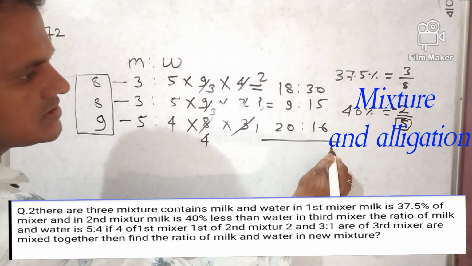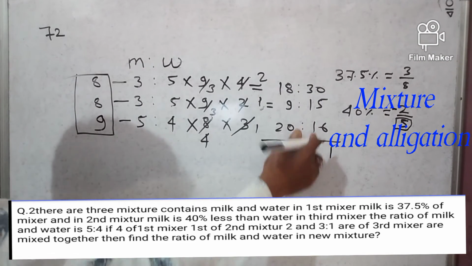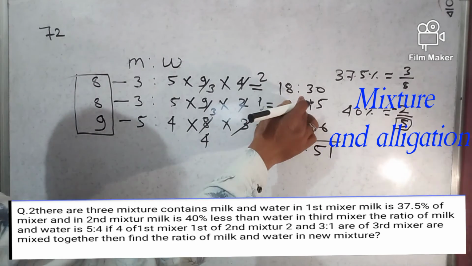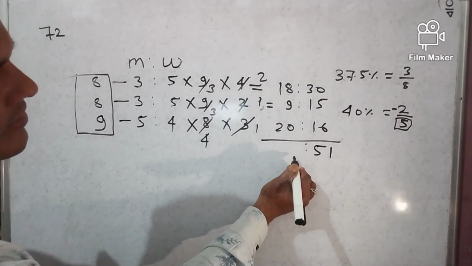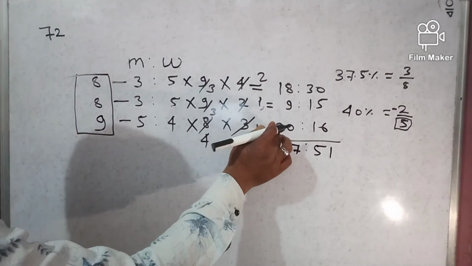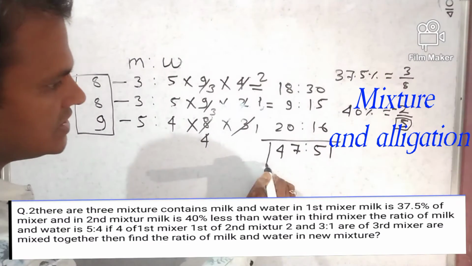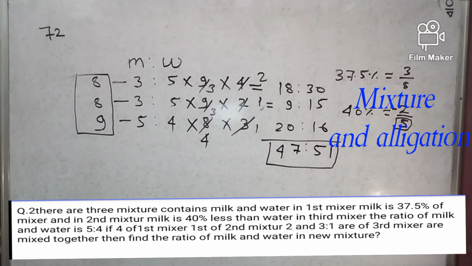5 plus 6 is 11, carry 1. 3 plus 1 is 4, 4 plus 1 is 5, so 51. 8 plus 9 is 17, 7 and carry 1. 2 plus 1 is 3, and 1 is 4. So the new ratio is 47 is to 51.